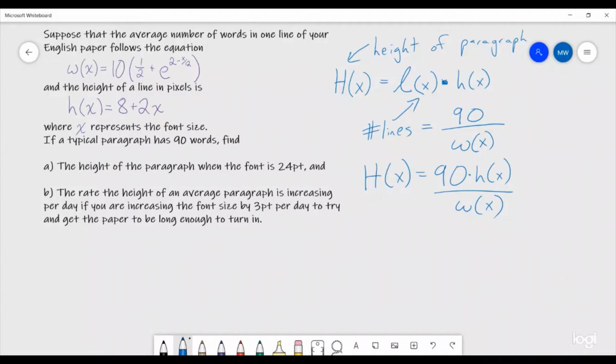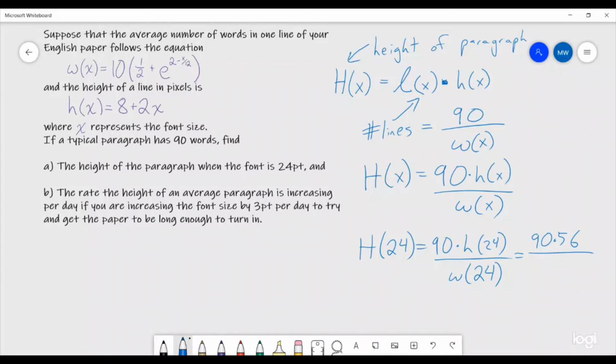So when the font is 24, we need to figure out what the height is. So H of 24 is going to be 90 times little h of 24 divided by the number of words when there is 24 point font. Well, height of 24, that's going to be 8 plus 2 times 24, that's 8 plus 48, so that's 56. This is 90 times 56 divided by the number of words when there is 24 point font.